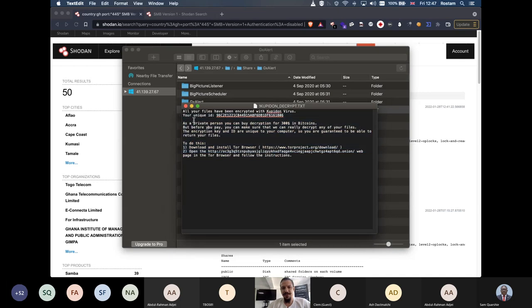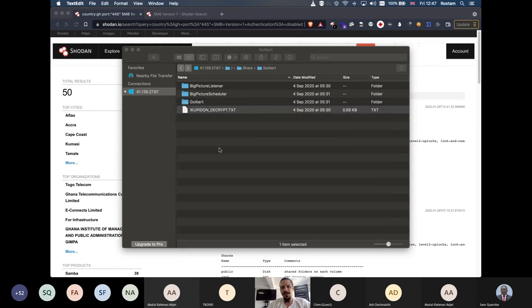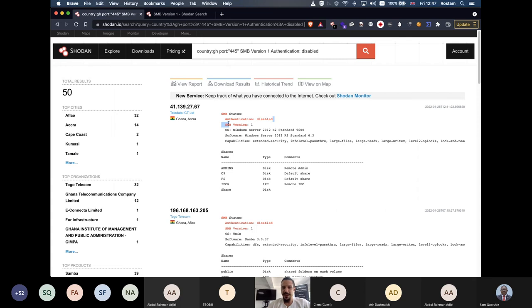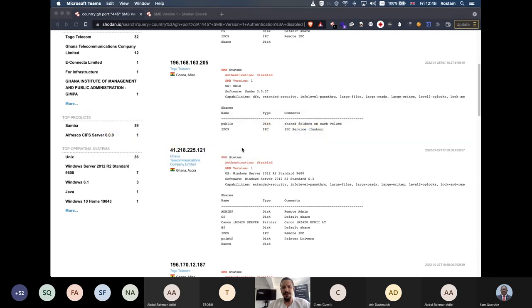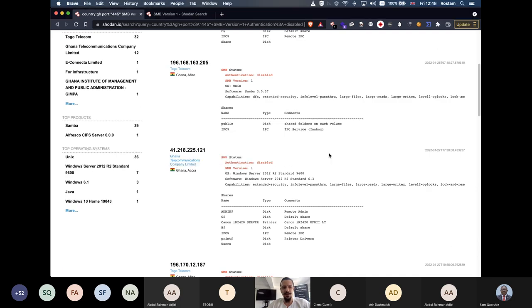I'm sure if you've ever been infected by ransomware, you see this kind of stuff all the time. So this goes to show you that exposing your resources online, misconfiguring them, leaving authentication disabled, not updating your server, this is what it leads to. It leads to you being hacked. And this is actual live data that I'm showing to you here.